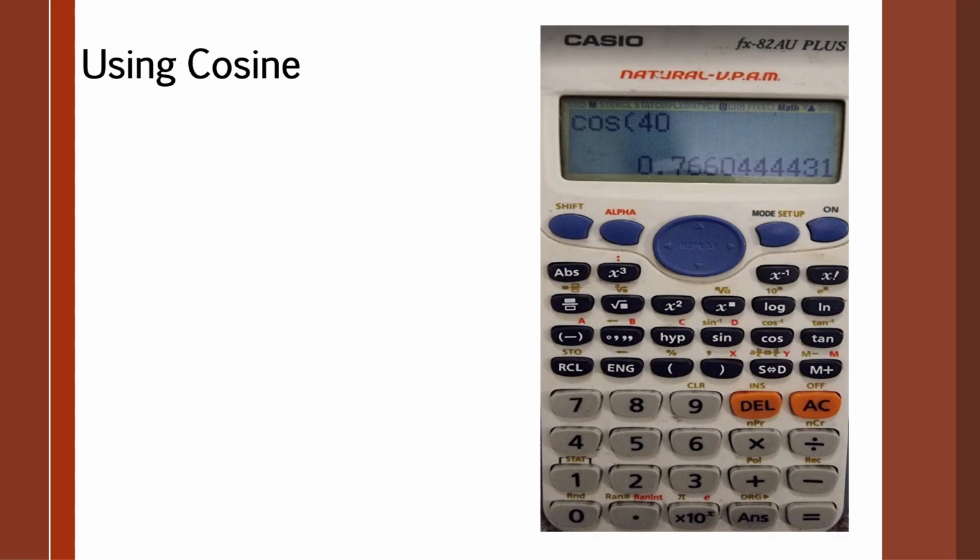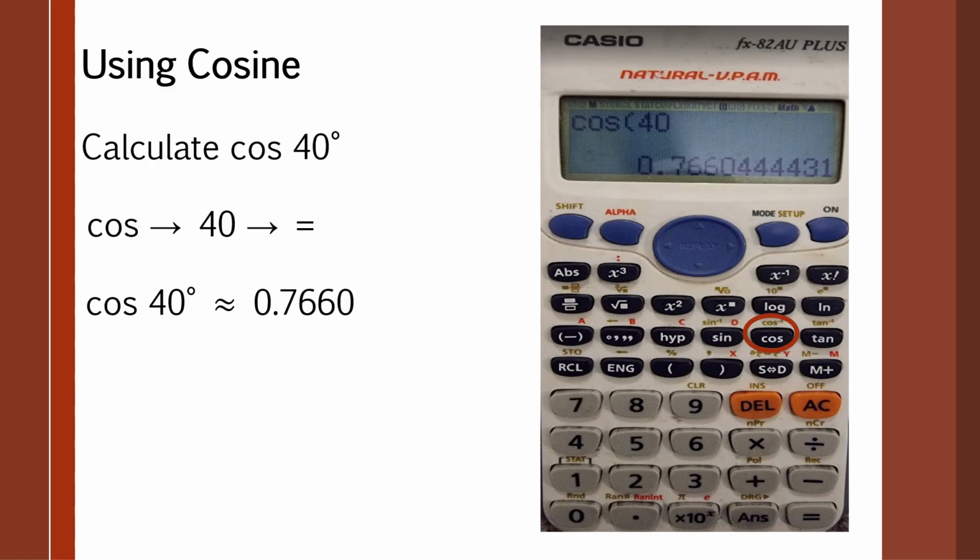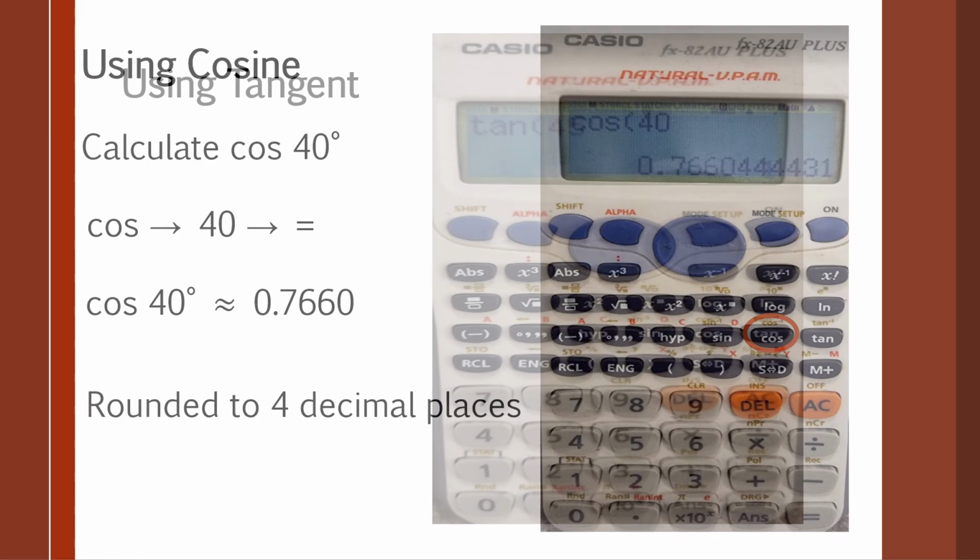Next, let's use cosine. Calculate cosine of 40 degrees. First, press the cosine button. Then enter 40 and press equals. The calculator gives us approximately 0.7660. Here, we have rounded the answer to 4 decimal places.